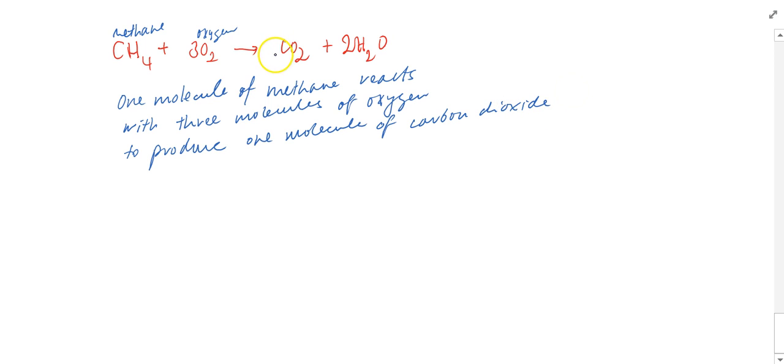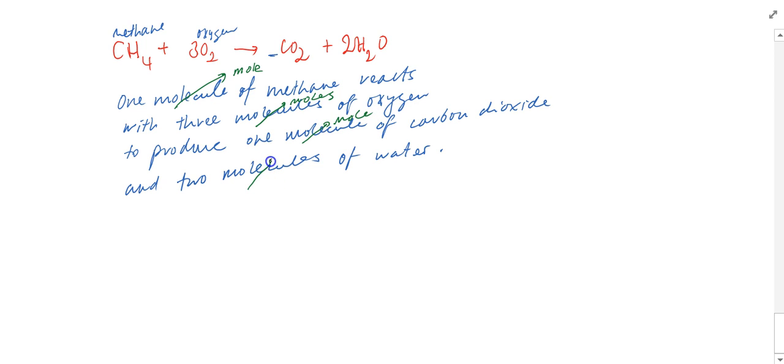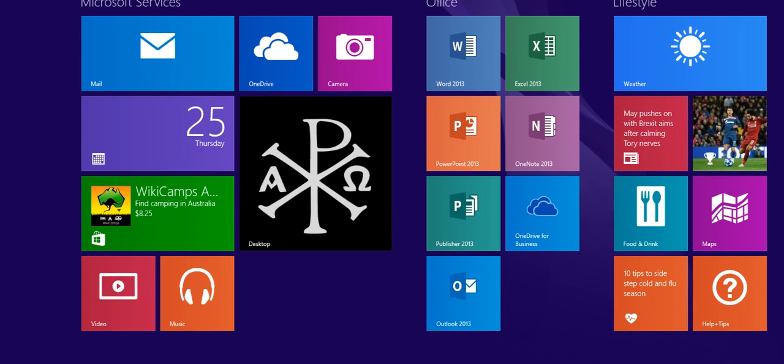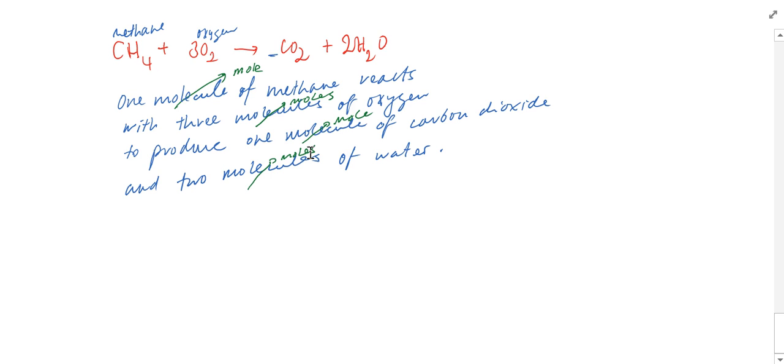So 1 molecule of carbon dioxide, we know it's 1 because there's no coefficient in front of carbon dioxide, and 2 molecules of water. So this is the ratio. This is the ratio that we find all of the substances reacting in and being produced in. Now you can actually substitute out each of these words, molecule, with moles. So 1 mole of methane reacts with 3 moles of oxygen to produce 1 mole of carbon dioxide and 2 moles of water. Okay?